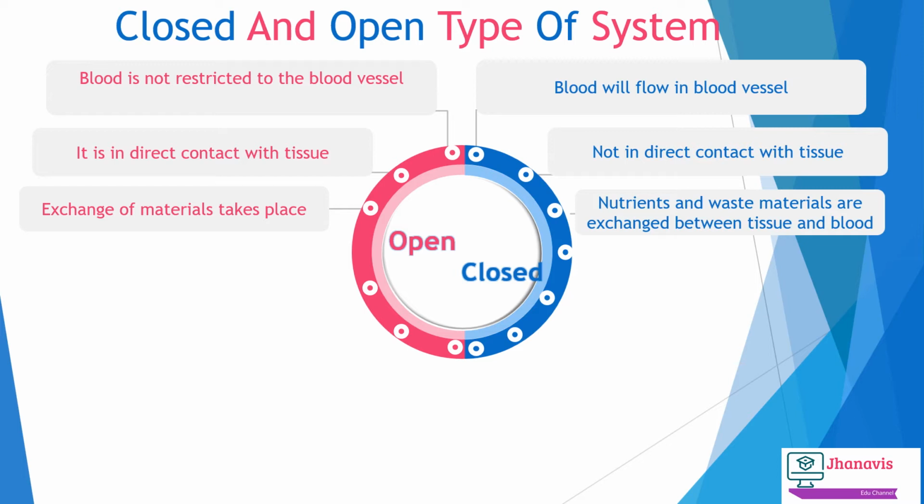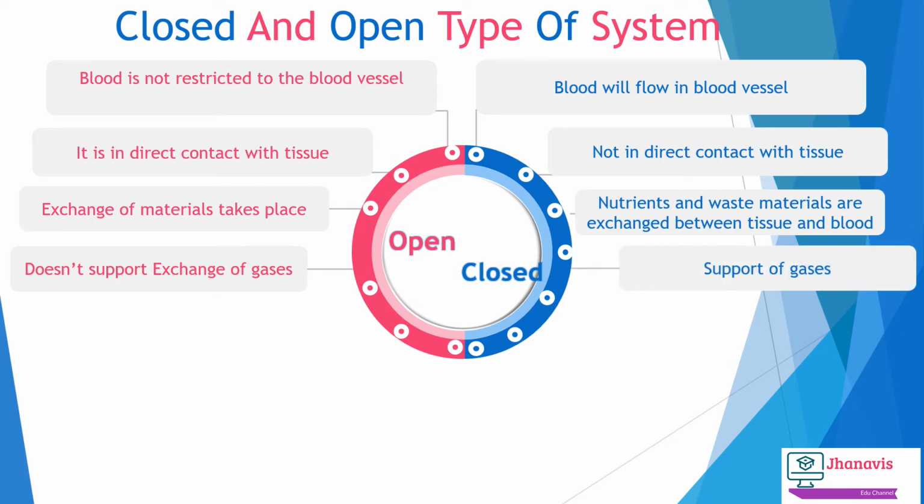And an open circulatory system won't support the exchange of gases. There is no exchange of gases taking place. But in a closed circulatory system, there is support for the exchange of gas. For example, if we take the human heart, there is an exchange of gas wherein oxygen is given and carbon dioxide is taken back.